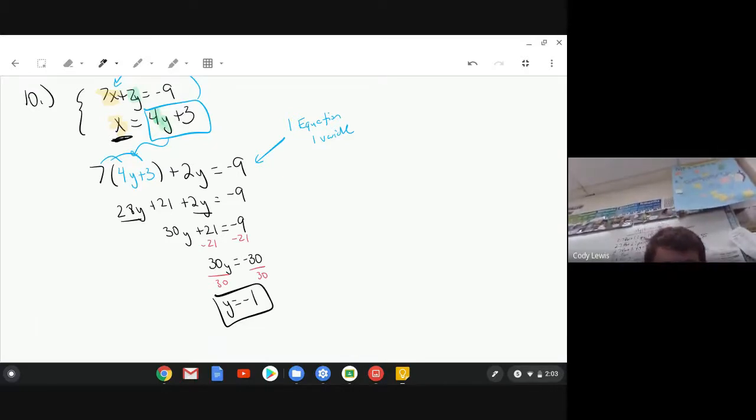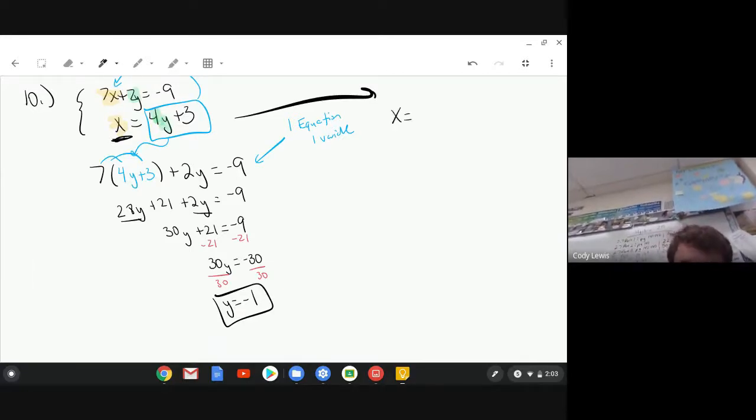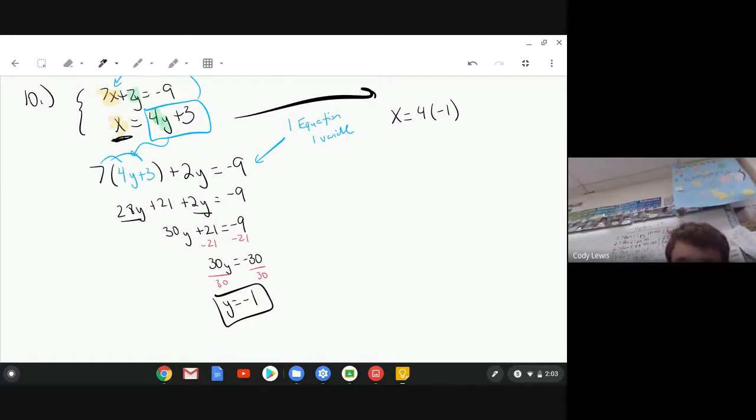Now I need an answer for x. You can put -1 in for the top y, or you can put it in for the bottom y. It doesn't matter. I'm going to use the bottom one, so I'm going to say x equals 4 times y plus 3. I'm going to put -1 in for y. So I get x equals -4 plus 3. So x also equals -1. That's just a coincidence. They're not always going to be the same.